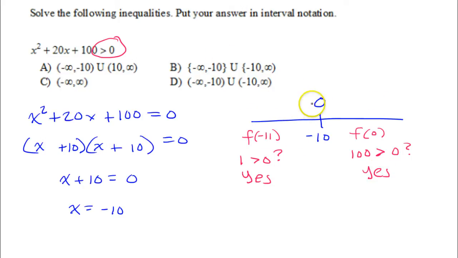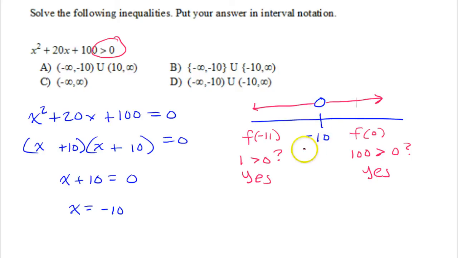So I will represent those solutions by drawing an arrow to the left. Alright, because that means we have solutions over here. And we will have an arrow to the right, meaning we have solutions over here. So really, every value is going to give us a solution except for -10 itself.